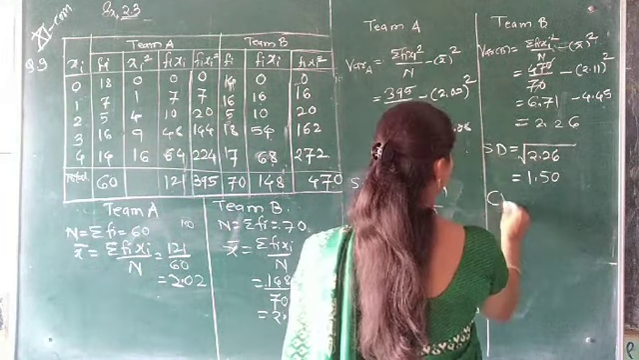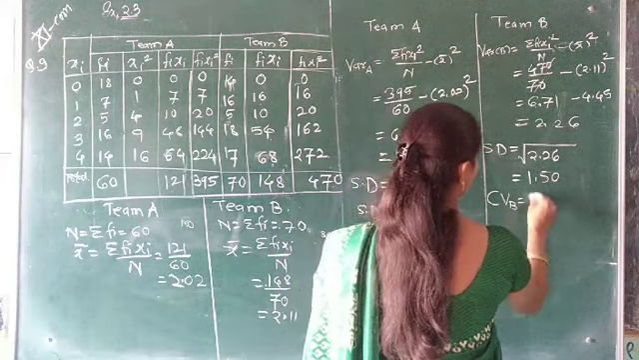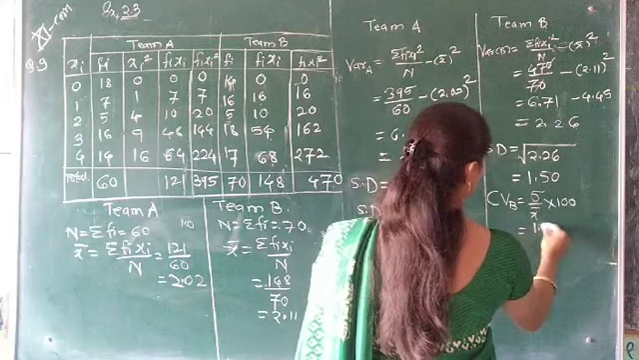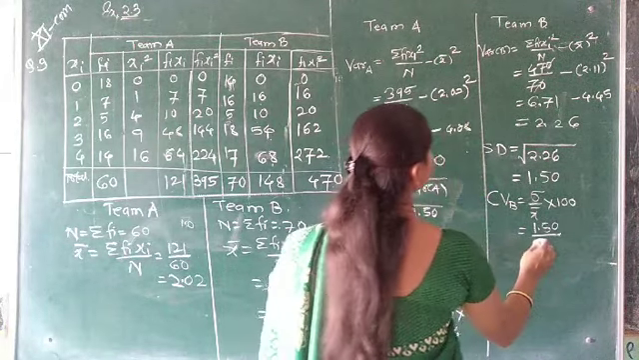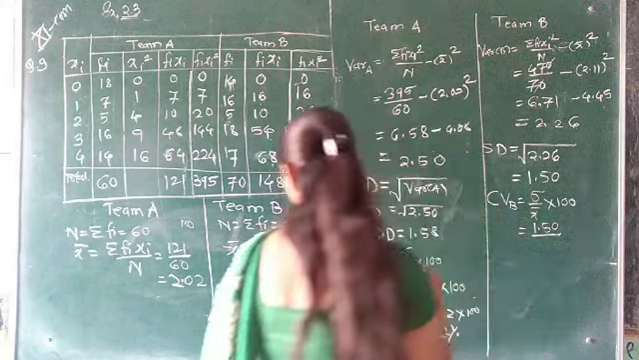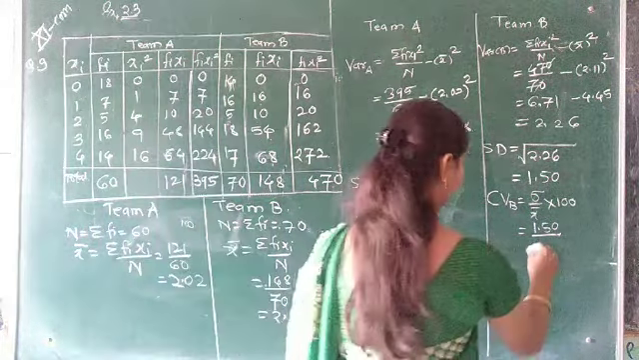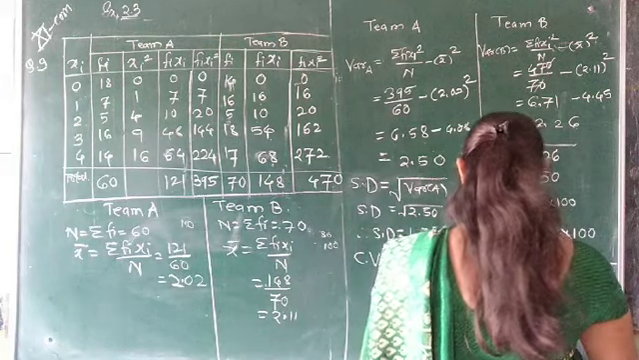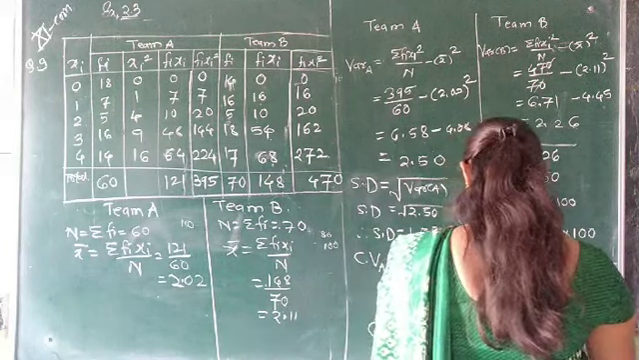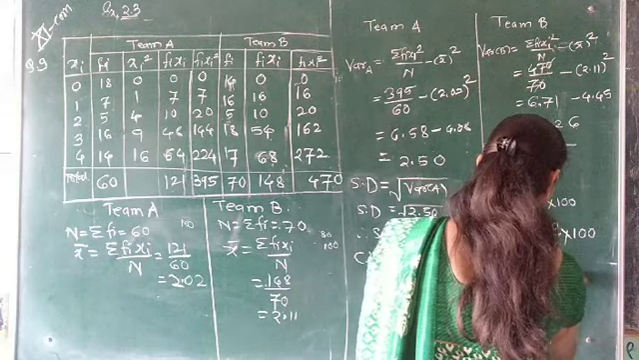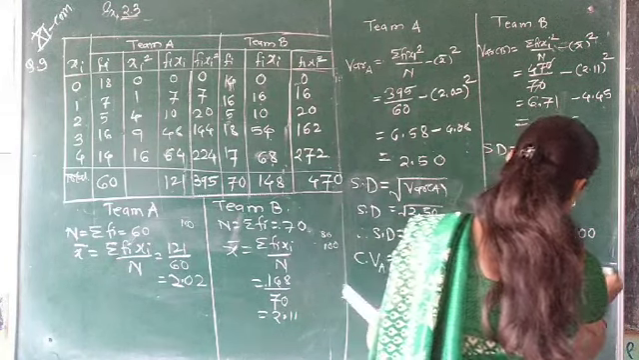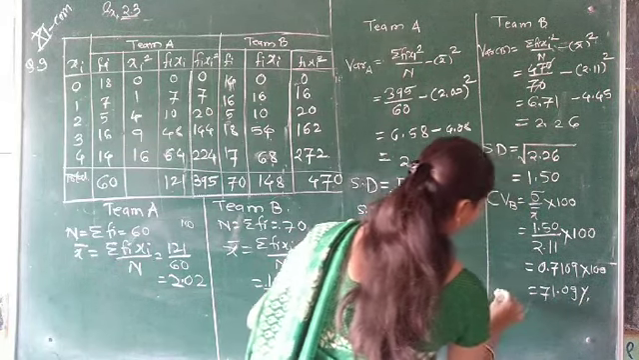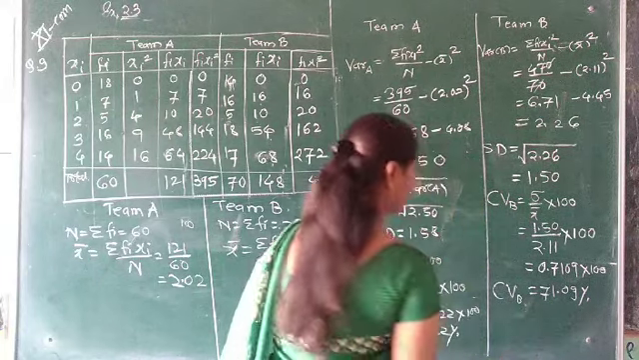Then CV of team B is sigma upon mean into 100. What is sigma? 1.50, and its mean, that is 2.11, into 100. If we divide this, then we get 0.7109 into 100, which is 71.09%. CV for team B.